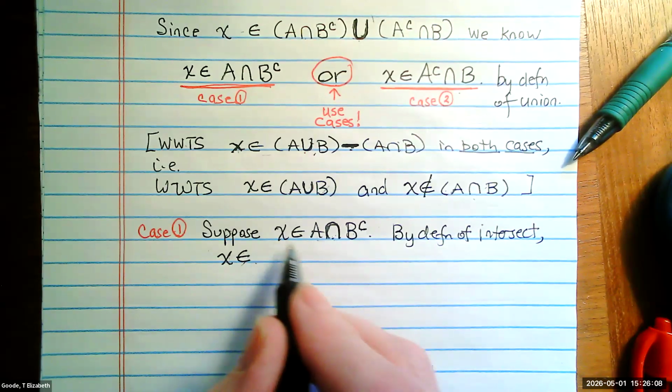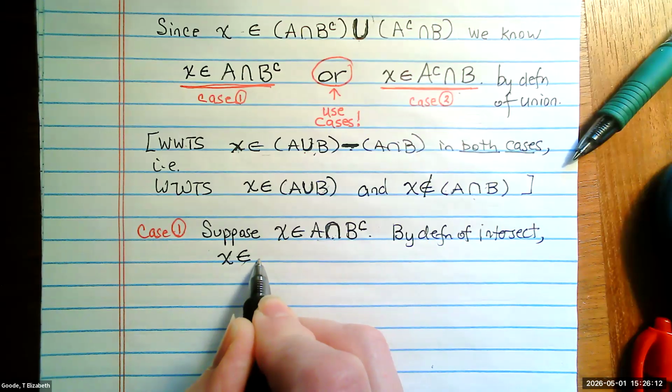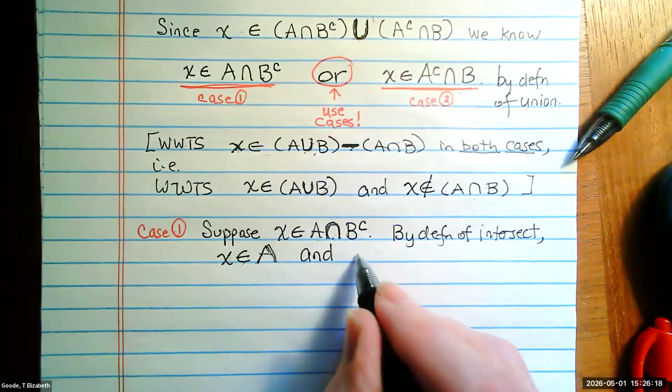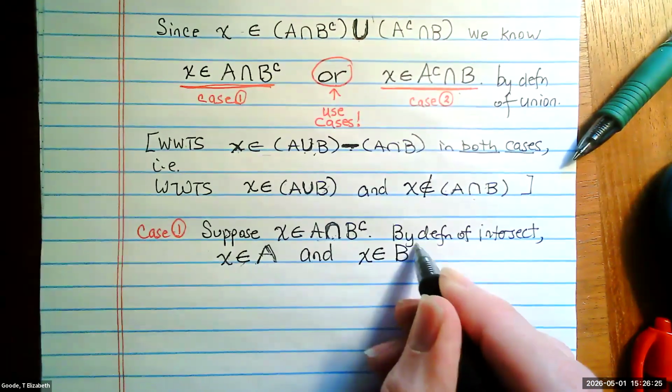For X to be in the intersection, it means X is an element of A, and what's the other statement? X is an element of B complement.